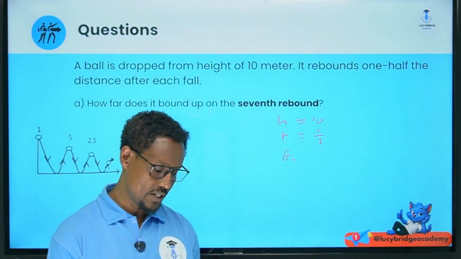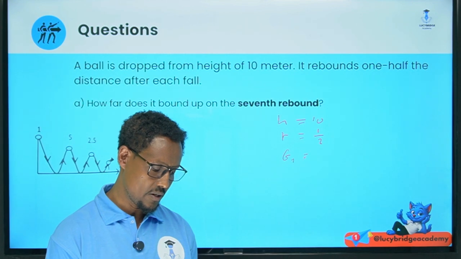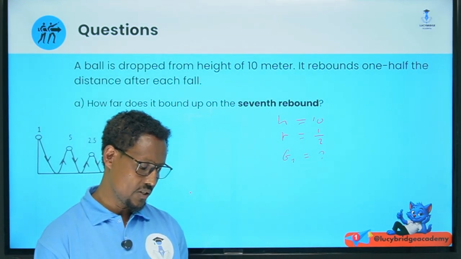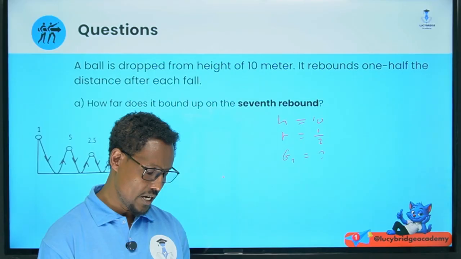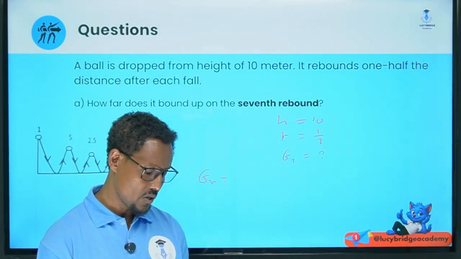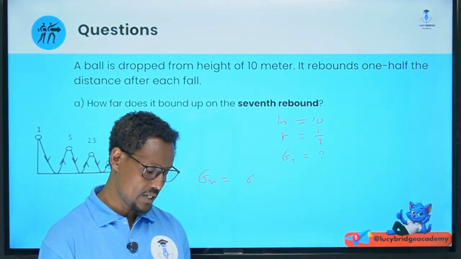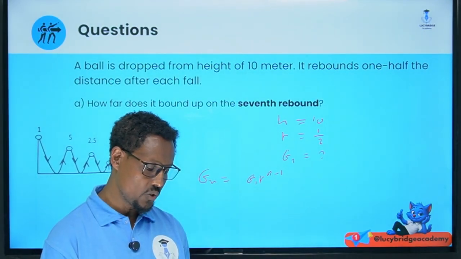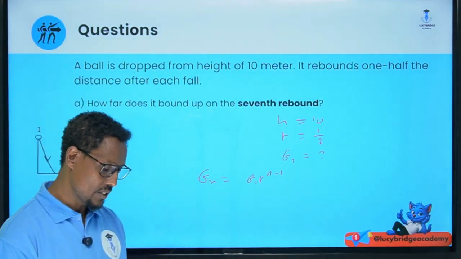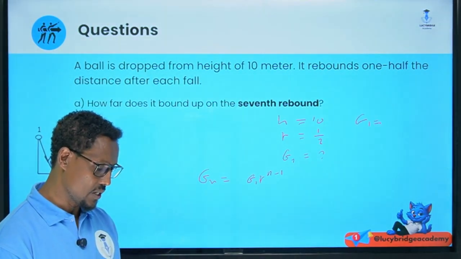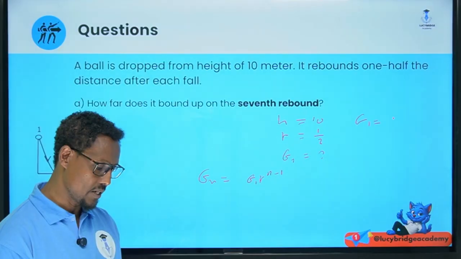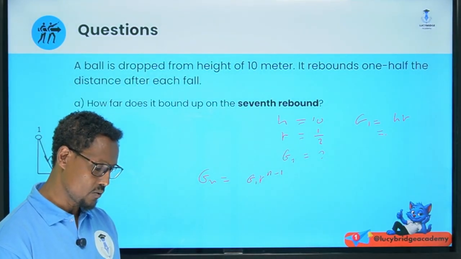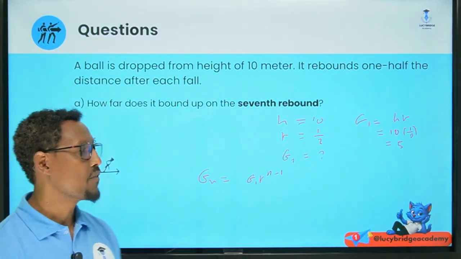We are asked to find G7, right? I know that Gn is equal to G1 times R to the power of n minus 1. What is G1? G1 is equal to, as we have discussed before, H times R, which is equal to 10 times 1 over 2, which is equal to 5. G1 is 5 meters.